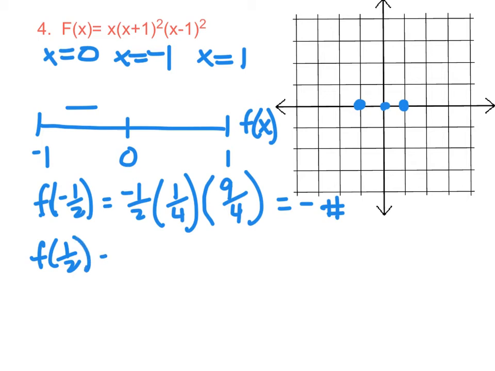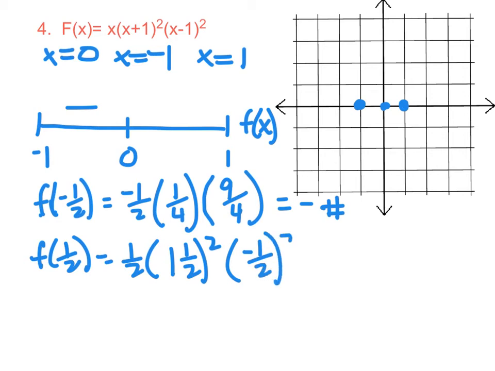All right, let's try +1/2. So +1/2 would give me 1/2 times 1/2. You know what? I'm just going to leave it like that, 1/2. And when I square that, that's still going to be positive. And then 1/2 minus 1 will be a -1/2. But again, I'm going to square that. And when I square that, that's positive. So between 0 and 1, we're positive. So the function's going to start below. Ooh, that's a bad picture. And then go above. Okay?